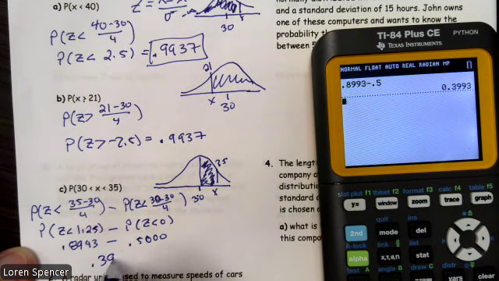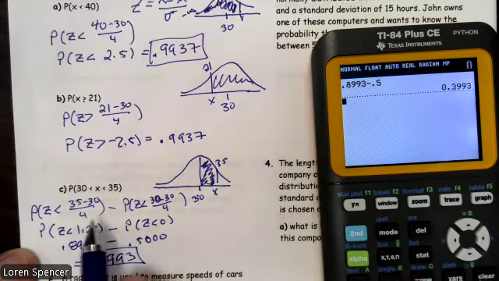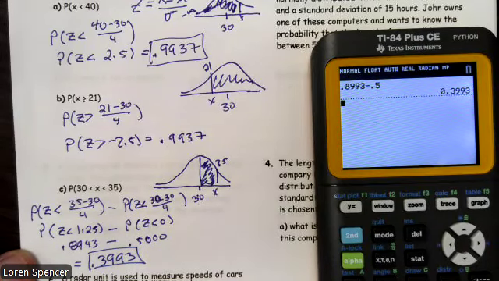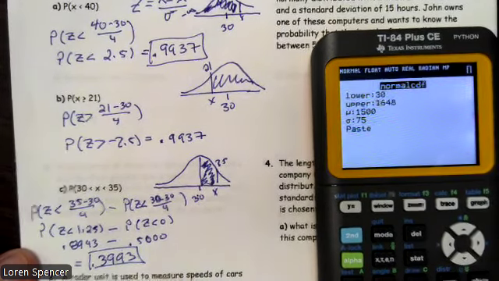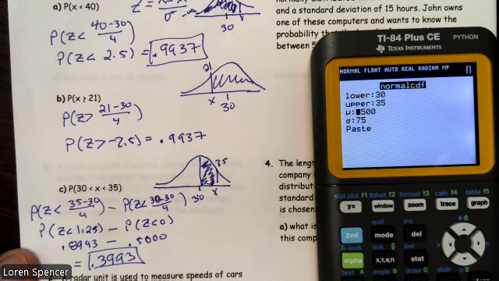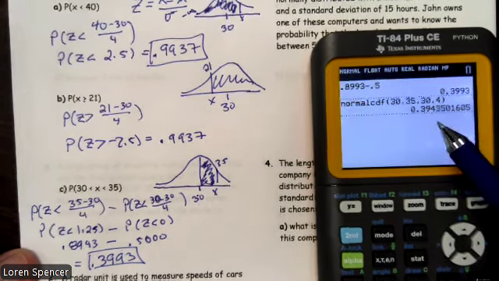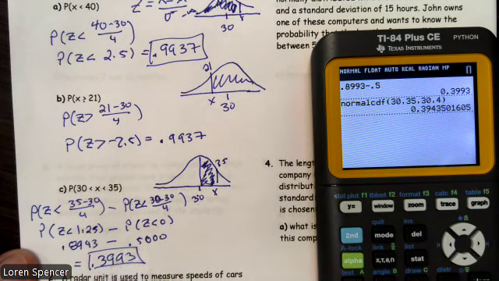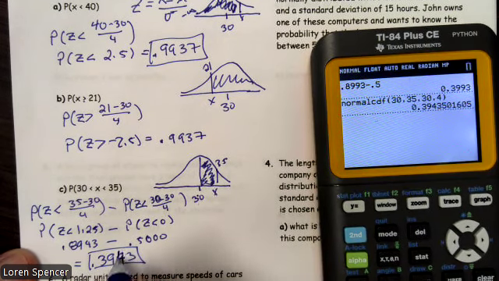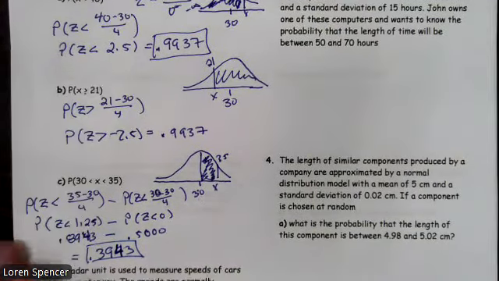I will show you the fast way. This is good for free response tests. This is what you need to show. But if you wanted to do a multiple choice test and you wanted to do it fast, you could have gone second VARS, normal CDF. My lower bound was 30, my upper bound was 35, my mean was 30, and my standard deviation was 4. If I put that on a multiple choice test, I'd get 0.3943. Oops, I probably misread that. Oh, I did misread that. That should have been 0.3943 because that was a 4, not a 9. All right, so the same answer.